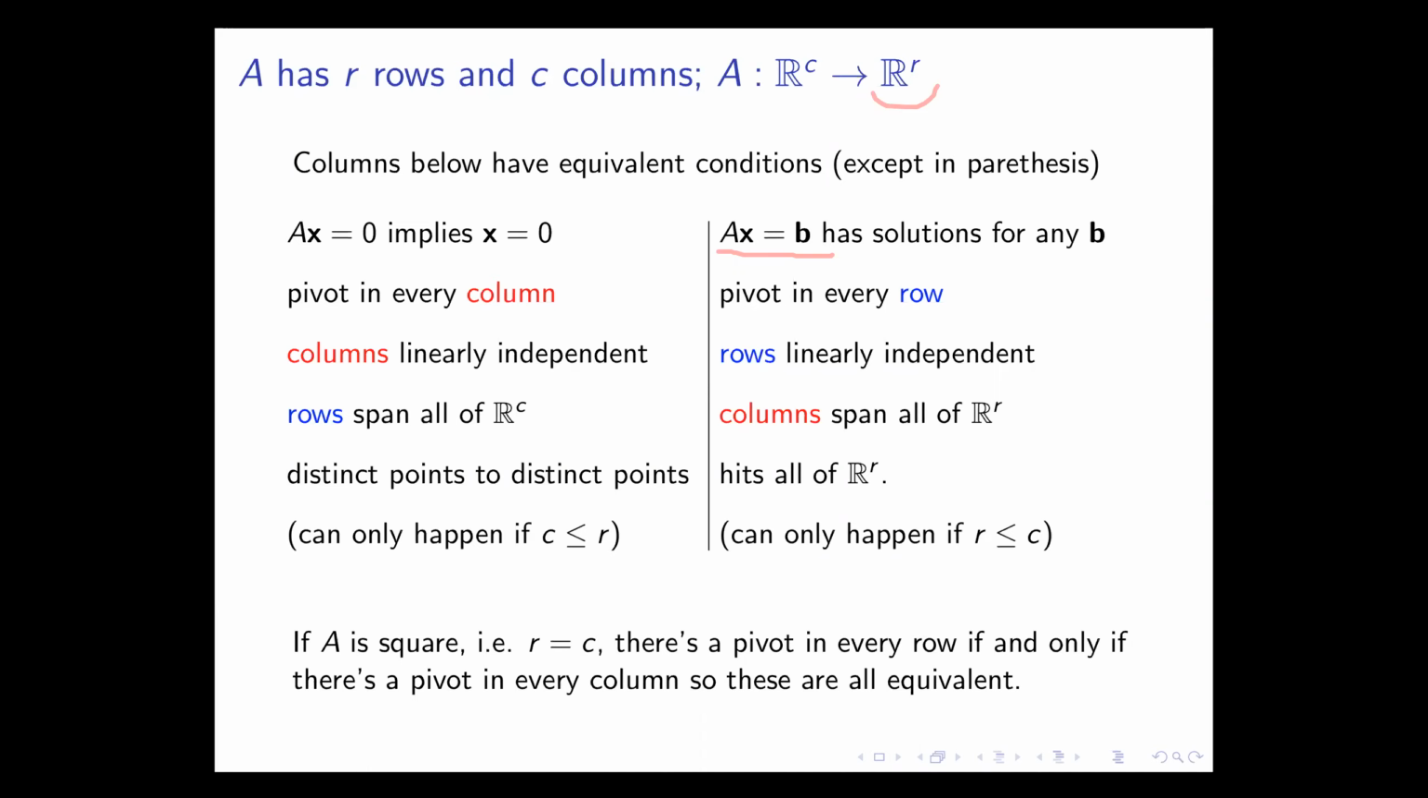So here you can see clearly there is an interesting interplay between the appearance of rows and columns in a complementary fashion. The pivot in every column for the homogeneous equation corresponds to a pivot in every row for the inhomogeneous equation. And of course, if A is a square matrix, so the number of rows is equal to the number of columns, then there's a pivot in every row if and only if there's a pivot in every column. So the above two rows merge into the same statement, so that is all equivalent.